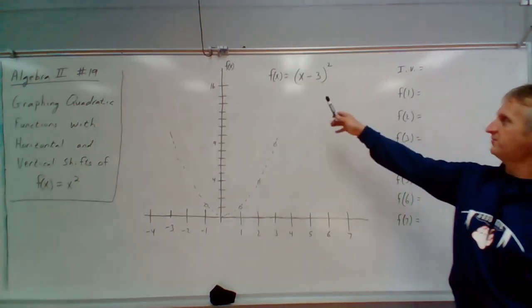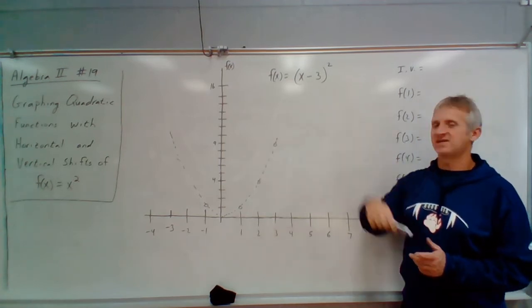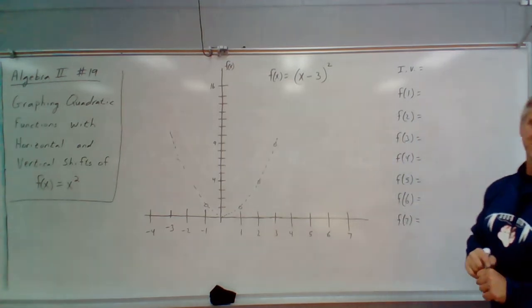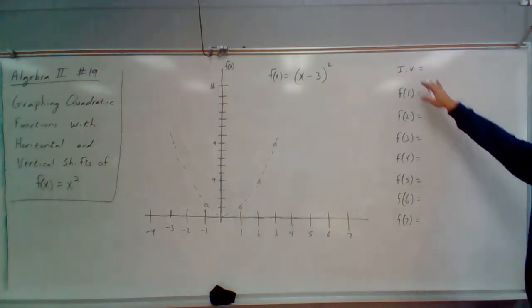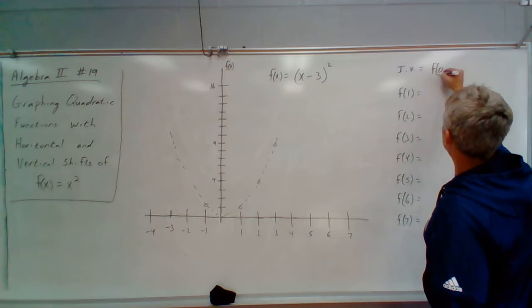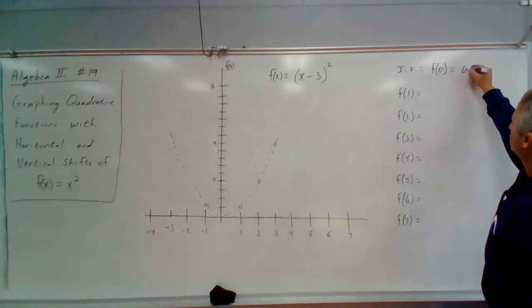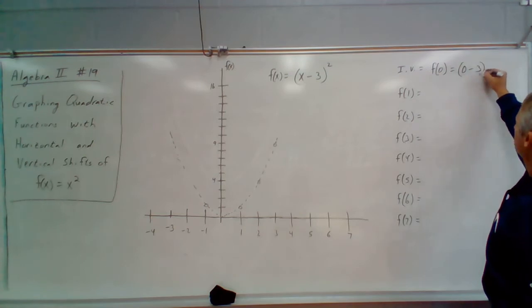All right, so let's graph this quadratic function. Notice this time the minus 3 is inside of the parentheses. All right, so let's plot some points. First of all, the initial value. Of course, initial value means f of 0. So if I plug a 0 in here, I would get 0 minus 3 squared.